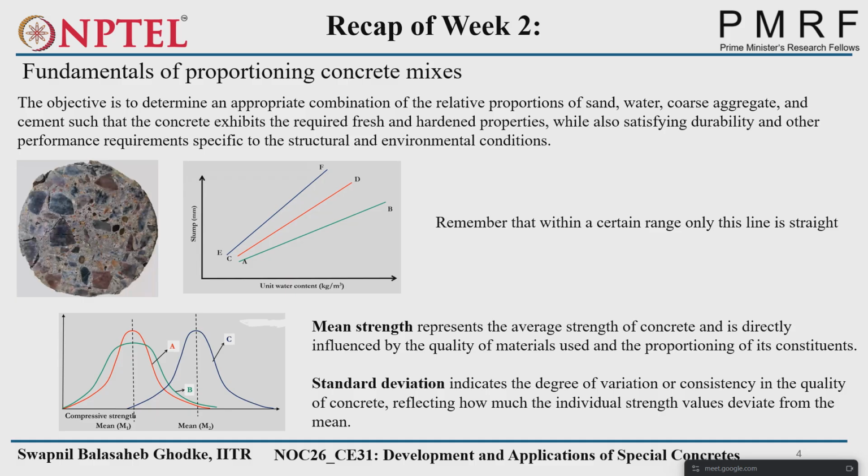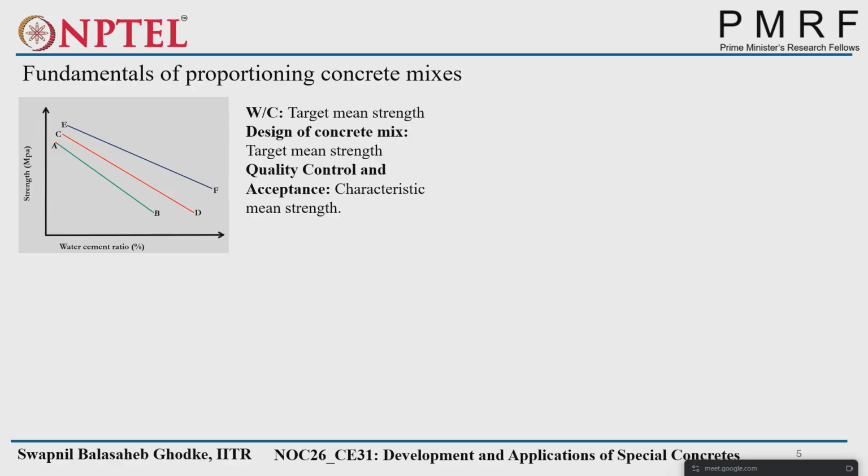But in the earlier one, slump versus unit water content, this depends on the aggregate shape, size, and texture. That is, the slump value is dependent on the aggregate content. But in the case of strength, it is dependent on the cement and the age of the concrete.